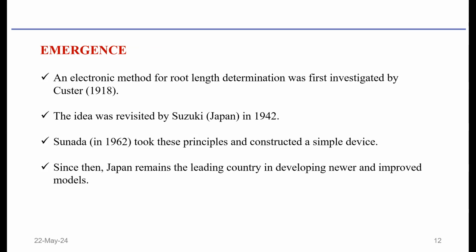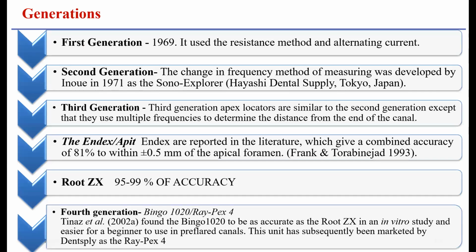The emergence of electronic apex locators: an electronic method for root length determination was first investigated by Custer in 1918. Then the idea was revisited by Suzuki in Japan in 1942, and Tsukada in 1962 took this principle and constructed a simple device. Since then, Japan remains the leading country in developing newer and improved models of electronic apex locators. The first generation, in 1969, used the resistance method and alternating current. The second generation, the change in frequency method of measuring, was developed by Inoue in 1971 as the Sono Explorer.